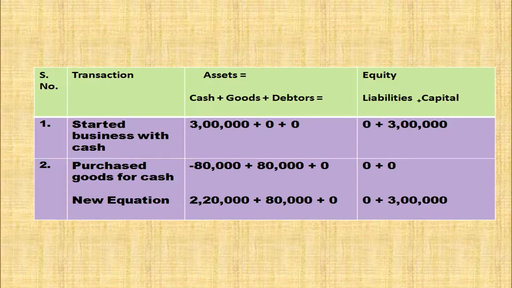Second transaction, purchase goods for cash. Goods are coming inside the business, so in the goods column, added 80,000. When goods are purchased, cash is going from the business, so in the cash column, deducted 80,000. New accounting equation will be: cash balance 2,20,000 plus goods balance 80,000 equals liability 0 plus capital balance 3 lakh.